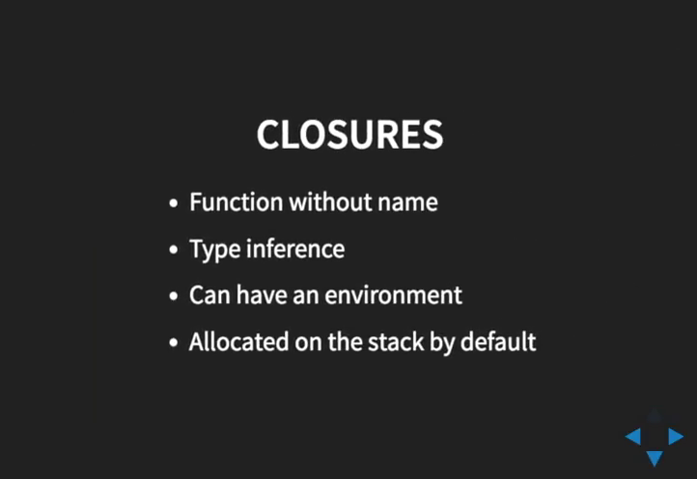Let's now talk about closures. So a closure is an anonymous function that can access the variables from outside the function. In Rust, normal functions cannot access the environment, so that's why we have closures. And contrary to normal functions, we have type inference with closures, which means that we don't need to specify the type of the parameters or the return value. And by default, closures are located on the stack.